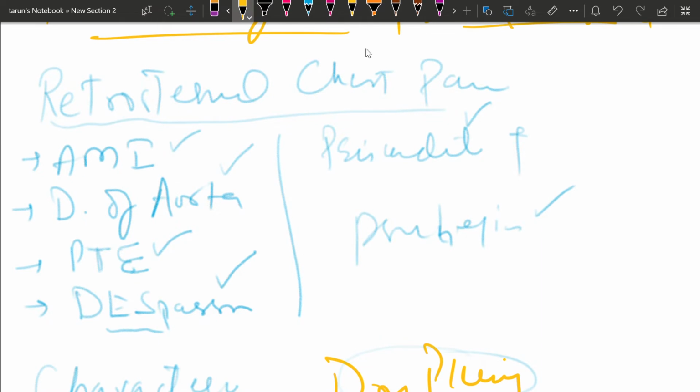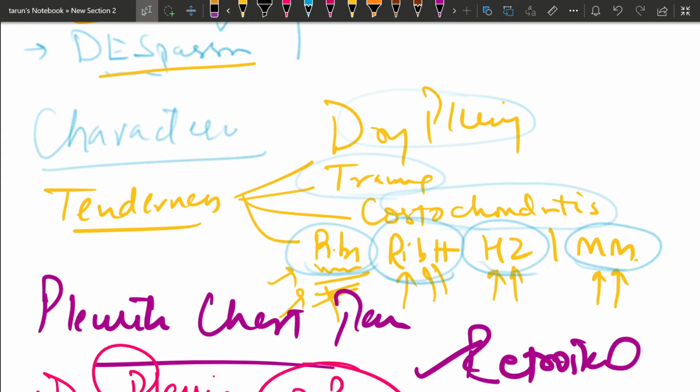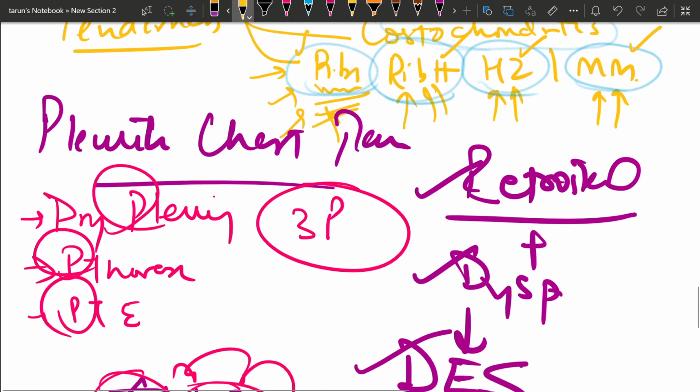Then retrosternal chest pain is seen in myocardial infarction, acute dissection of the aorta, pulmonary thromboembolism, diffuse esophageal spasm, pericarditis, and psychogenic. Psychogenic is also called cardiac neurosis, and it is retrosternal. Character of the pain, you should note whether the chest pain is associated with tenderness. If you are getting the tenderness with chest pain, you should think of dry pleurisy, trauma, costochondritis, malignant deposits on the ribs, rib fractures, herpes zoster of the chest, multiple myeloma.